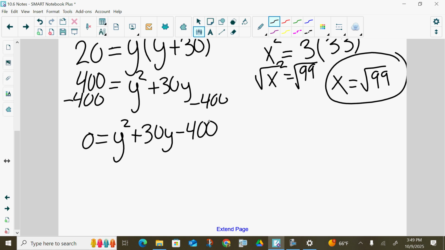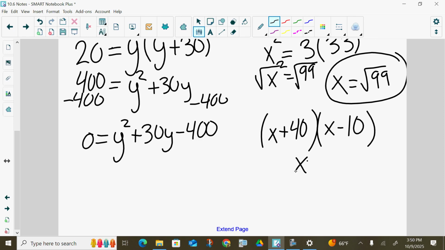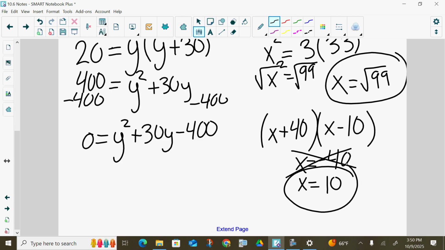Now, if you get a problem like this and you remember how to factor easily and you want to factor, you can totally do that. I know right away I could factor this into y plus 40 and y minus 10 and set both of those equal to 0 and get y equals negative 40 and y equals positive 10. We take away the negative answer because if we have the length, it has to be positive. And 10 would be our answer. If you can't factor easily, then we need to use the quadratic formula.